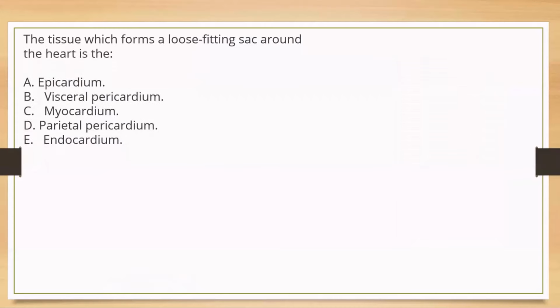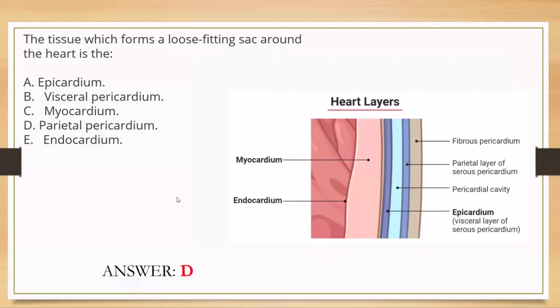So the tissue which forms a loose fitting sac around the heart is called, so again, this is what I was discussing. They talk about the pericardium, okay? Because it's like a loose fitting sac that is surrounding the heart. So it is not necessarily the outermost layer of the heart, but rather it is surrounding the heart. So good. So this is what we have.